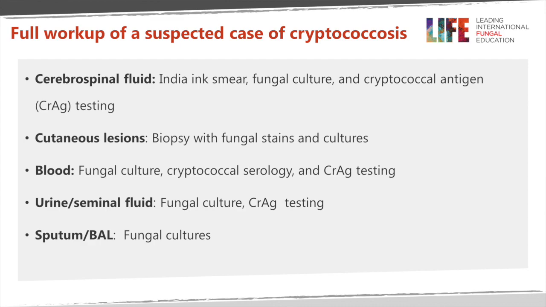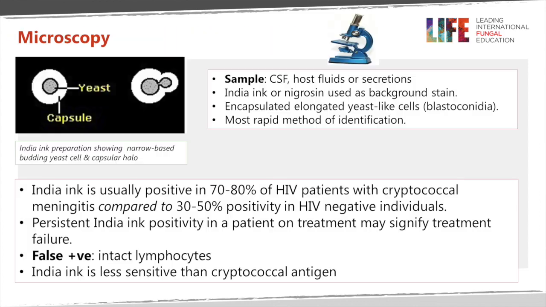And of course we can carry out the CrAg test again. Urine. Sometimes you'll find cryptococcus in the urine, especially in male patients. The prostate gland is a reservoir for this organism, so we can look for the organism in urine by culture or by antigen testing, and we can also culture sputum samples from patients with pulmonary cryptococcosis, and also BAL samples can be cultured for the organism.